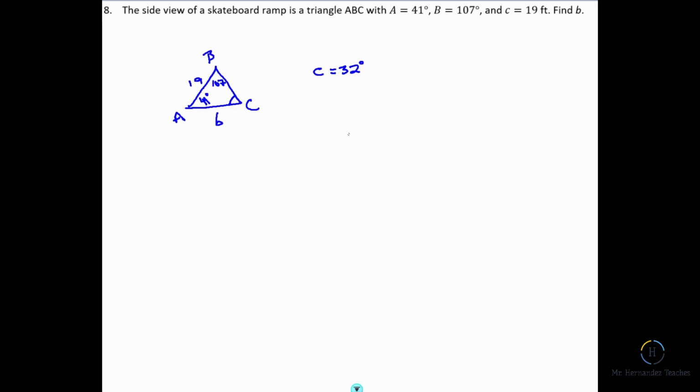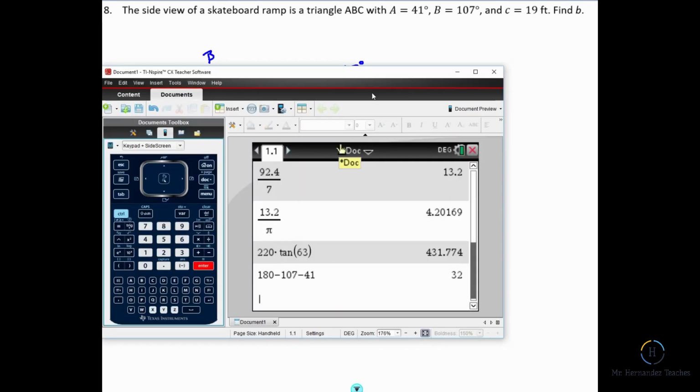And we're going to use the law of sines now to figure out side B. So it's going to say B over the sine of 107 degrees is equal to the side length of 19 feet, over the sine of C, which is 32 degrees. We just found that number. All right, and we need to figure out B, so we're going to multiply both sides by the sine of 107. B equals, and we'll just be typing all this in.